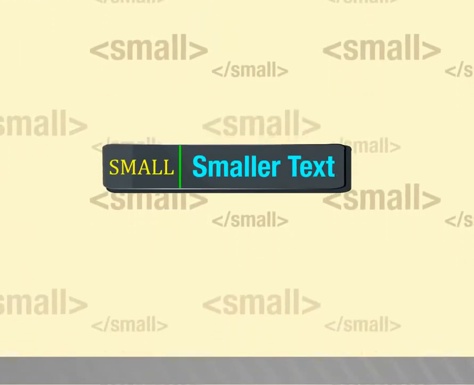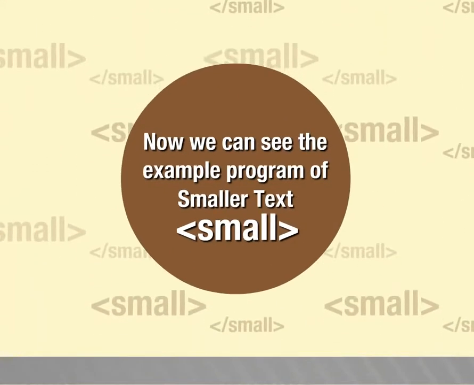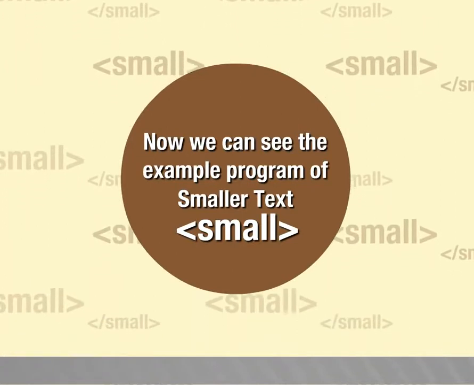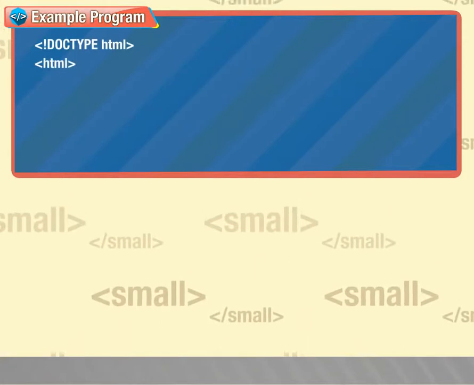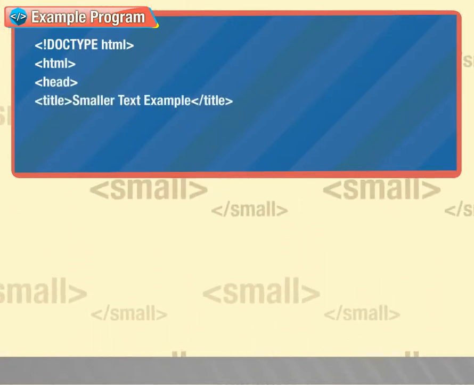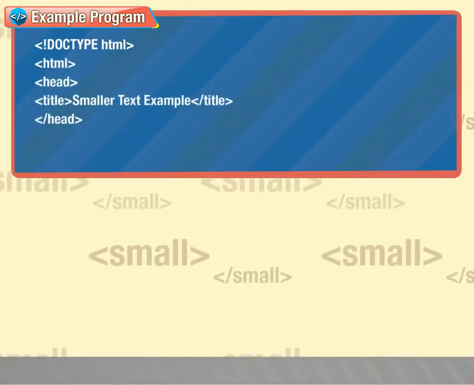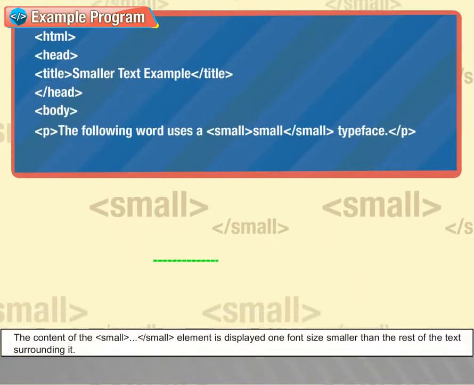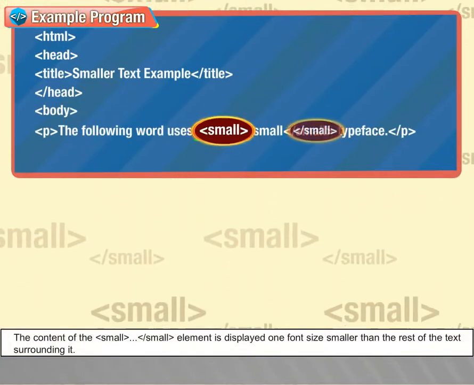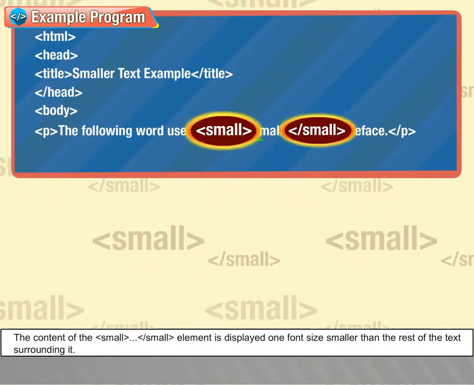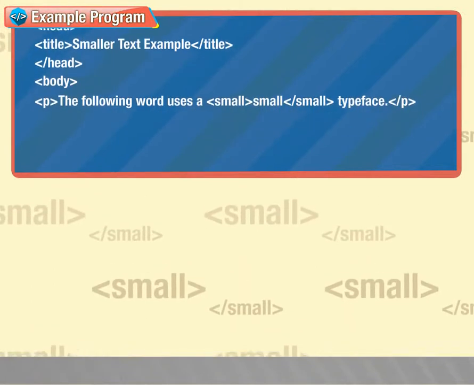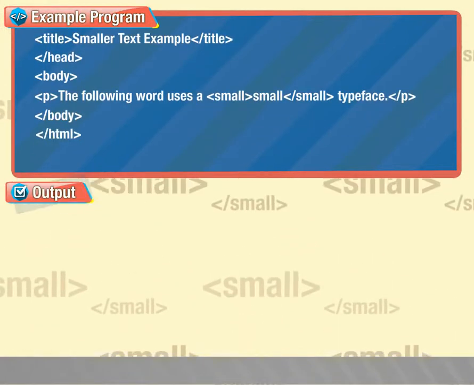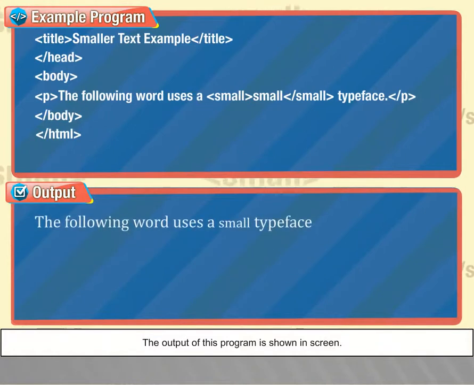Smaller text. Now we can see the example program of smaller text. The content of the small element is displayed one font size smaller than the rest of the text surrounding it. The output of this program is shown on screen.